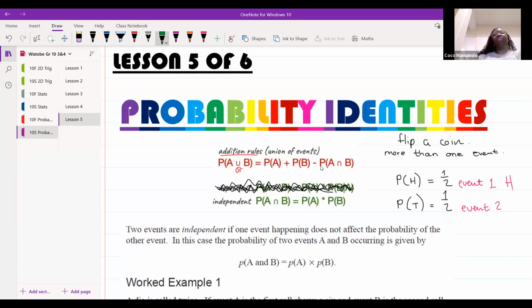Now, the product rule, which is this one over here, has the intersection. Whenever we see the word and, we're going to use that. This little star is actually supposed to be a times. The product means multiply. So the probability of A multiplied by the probability of B.